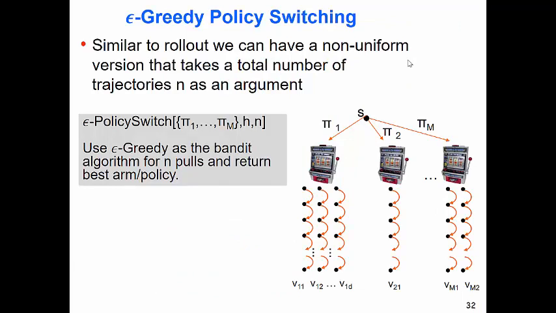Yeah, of course you can do epsilon greedy policy switching by using epsilon greedy as your bandit algorithm. That's probably what you would want to do in most cases. It would be more efficient than uniform.